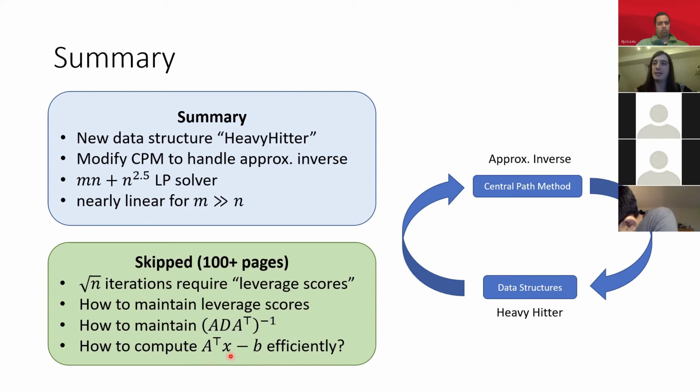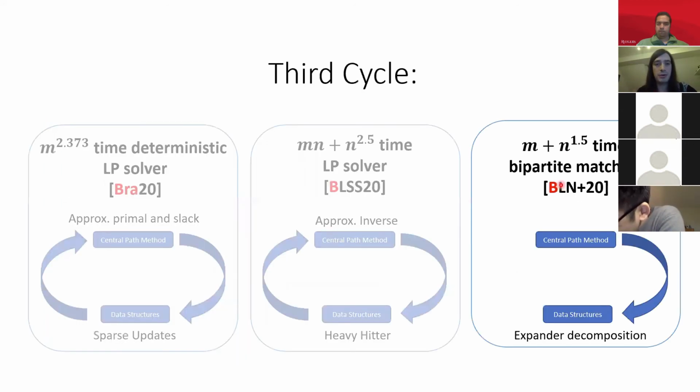But the high level idea really is that you try to find these heavy hitters and you use the fact that you can approximate the inverse. Okay. Any more questions about this part before I go to bipartite matching?